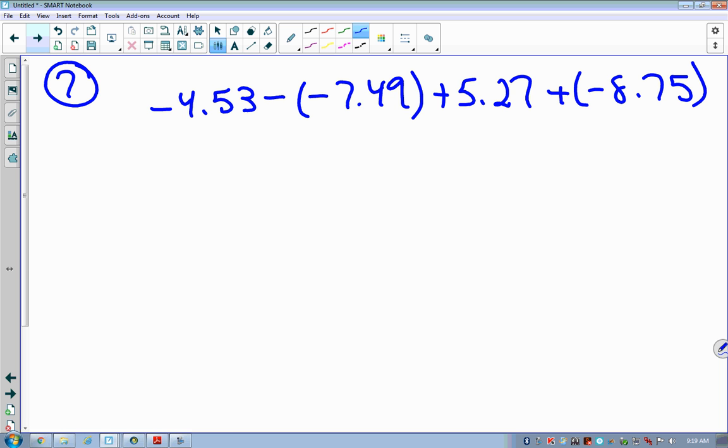All right. Order of operations again, correct? Because it's all addition and subtraction, which direction do I start from? Left to right. So I'm doing negative 4.53. Am I subtracting or adding 7.49? Adding, because it's a double negative, right? So 7.49. Okay, well here I'm adding mixed terms, correct?